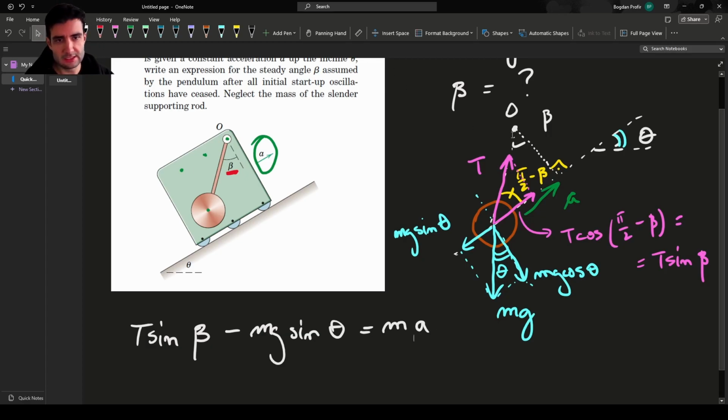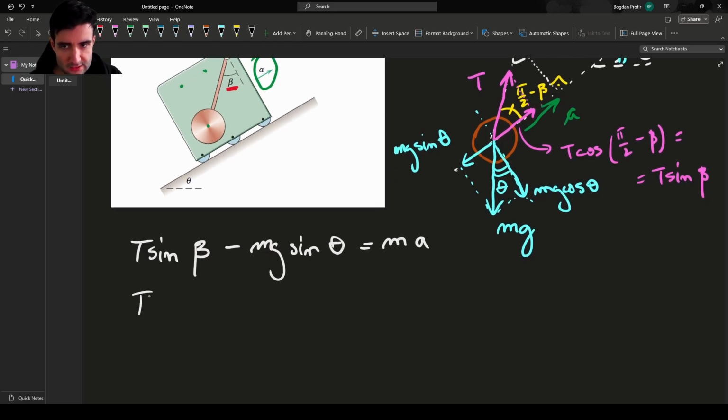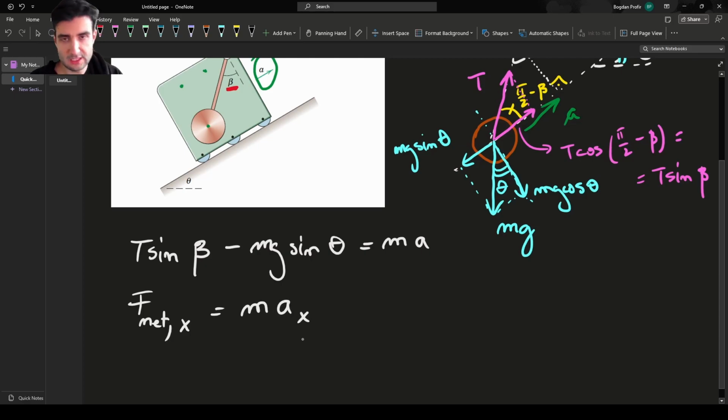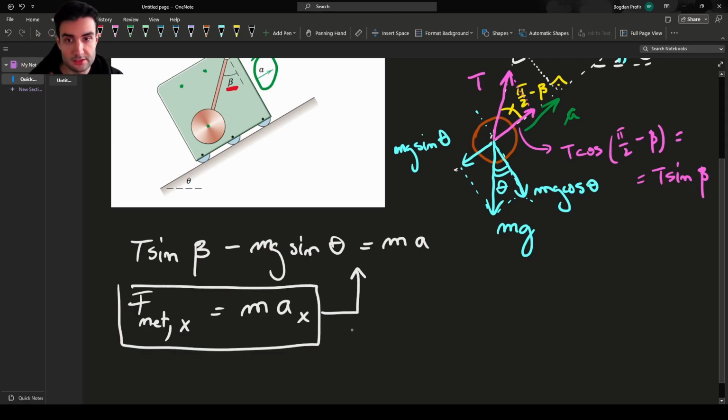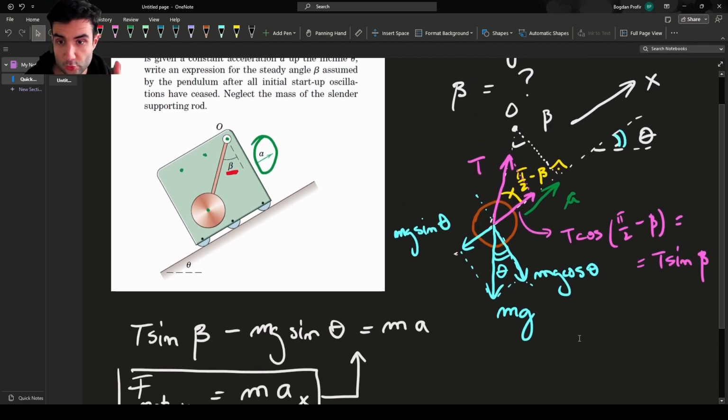So what we did here is we considered this direction to be our x direction. And we said that the net force in the x direction is equal to mass times the acceleration in the x direction. So what I wrote above is basically Newton's second law along the direction of the plane. From this point, we have to find beta. If you look at this equation, there are two unknowns: beta, which is what we want to find, but also this tension.